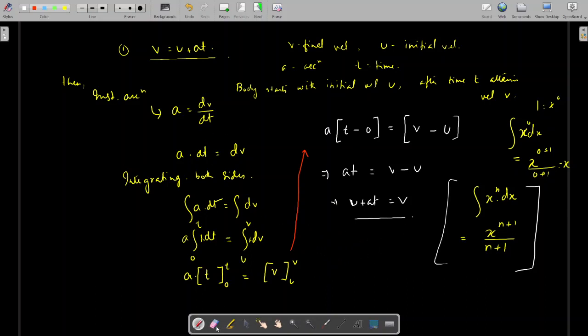Now, what about the second equation? What is the second equation? The second equation is v square equals u square plus twice as. Many of you remember it like this; I think it's twice as equals v square minus u square, but I have remembered it like this only. So how to solve it? Now see, here we need as.